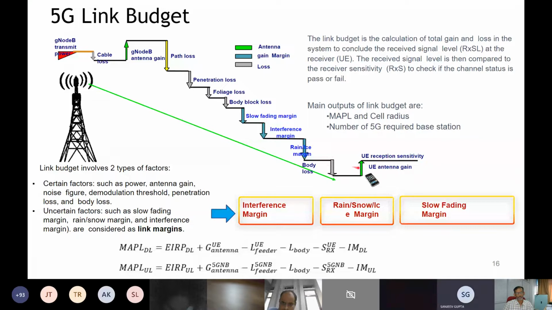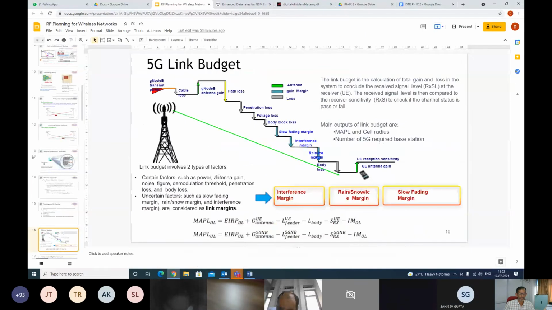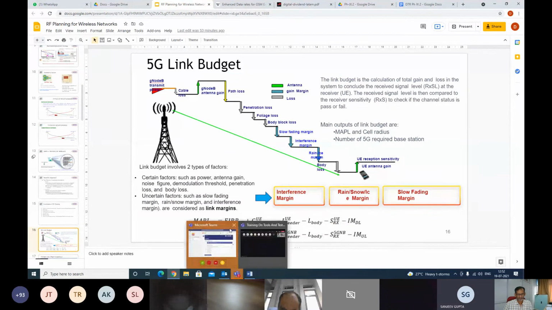Sir, one small question, sir. Yeah, so I'm taking a break, so let us have a little bit of discussion now, to break the monotony. Yeah, tell me. So this body loss is different from body block loss?